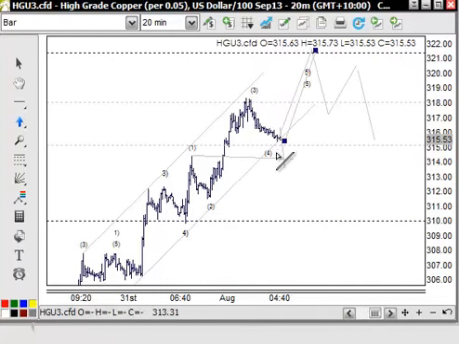If it does break down through to here, then we can look at this as being the A, the B, and the C to here, and then we'll see further upside from that point. So either way, it doesn't really matter that much. I know a lot of people don't trade copper, but what we do use it for is to look at the BHPs of the world.